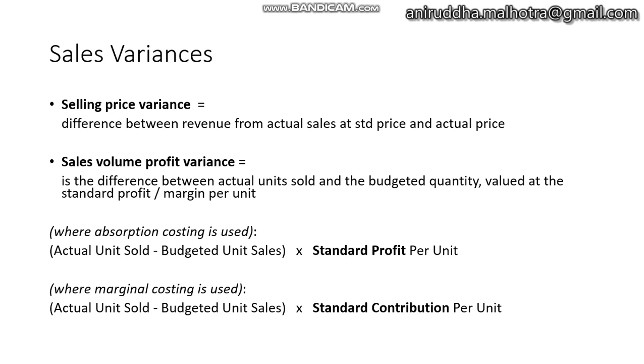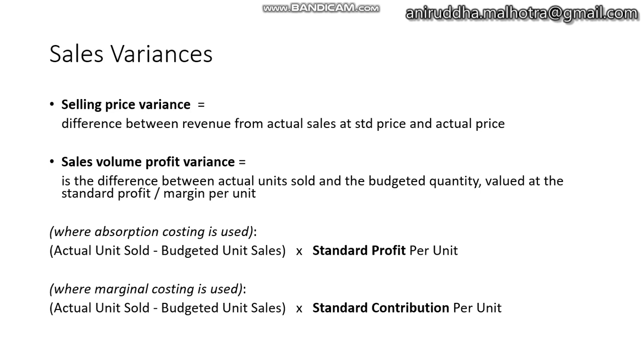Then the second one, that is sales volume variance, can be of two types. One is sales volume profit variance, and another one can be sales volume contribution variance. If, let's say in an exam, the question doesn't say anything about whether to calculate profit or contribution, by default it is always a profit variance. But if the question specifically says calculate sales volume contribution variance, then you're calculating contribution variance. Now, why are these two different types of variances?